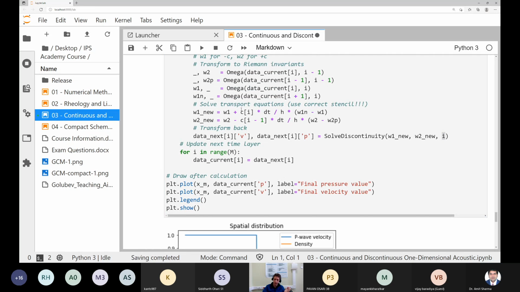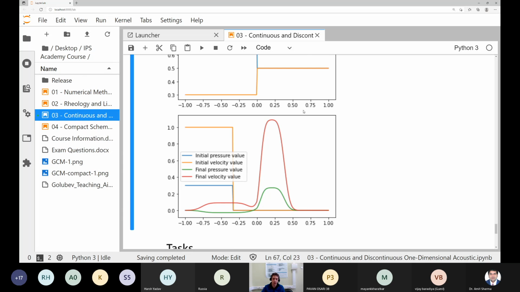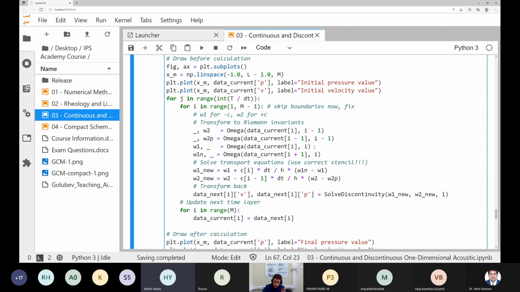Sir, we are not able to hear you, sir. Sir, please unmute your device. Okay, and now can you hear me? Yes, sir. Oh, great. And can you see the Anaconda? Can you see the code? Yes. Great.